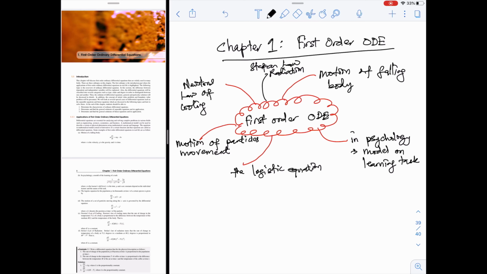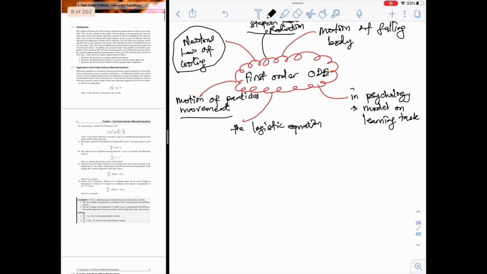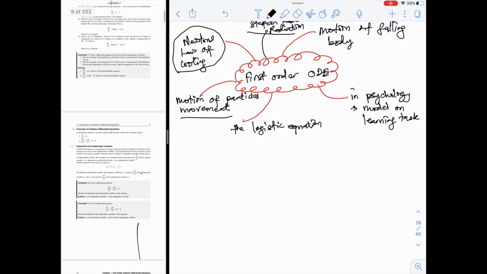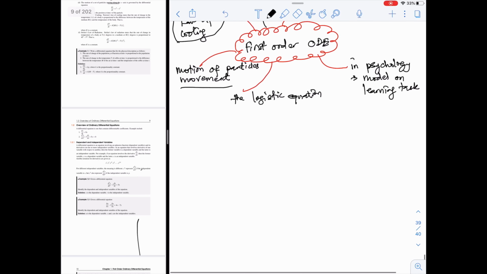Even for the logistic equation, we also have the motion of particle movement, and then Newton's law of cooling. So these are very popular applications, and also we have Stefan's law of radiation. Okay, so before we proceed to other things, we need to understand what an ordinary differential equation is.